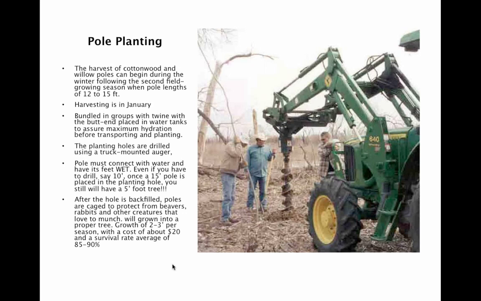Once the roots start to grow and the new growth starts to appear on the top of the tree where you've left the branches, it happens actually pretty quickly. And we're getting about 2 to 3 feet of growth per season at a cost of about $20. The survival rate on these cottonwood and willow poles is about 85 to 90%. So it really makes it a very cost-effective method. I mean, if you think about a 3-inch caliper cottonwood that you would have to buy in a nursery, it makes a lot of sense to do it this way. Plus, you don't have to worry about trying to keep it watered until that tree would grow out and hit the water table.